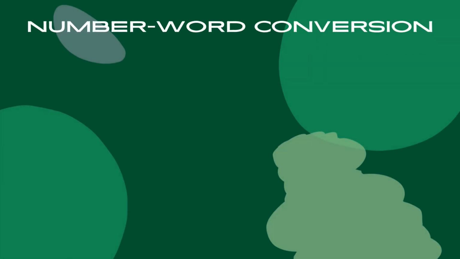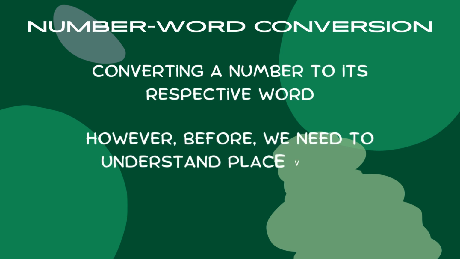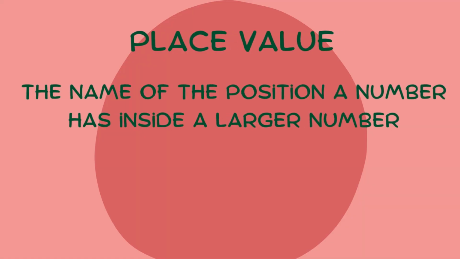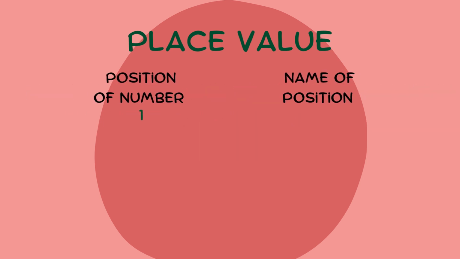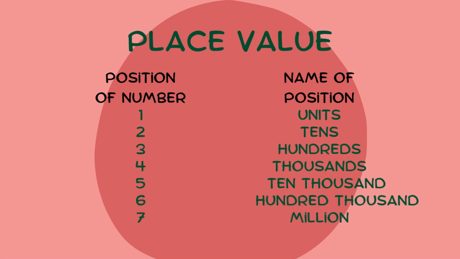When we talk about number word conversion, we are basically converting a number to words. But before we understand this conversion, we must get to grips with place value. A place value is the name of the position a digit takes up in a particular number. Single-digit numbers, or digits found on the right end of a number, are called units. The next digit to the immediate left of units is called tens. Next to tens are hundreds, then thousands, 10,000, 100,000, and million. Once we know these, we can effectively identify what value a digit has inside a larger number.